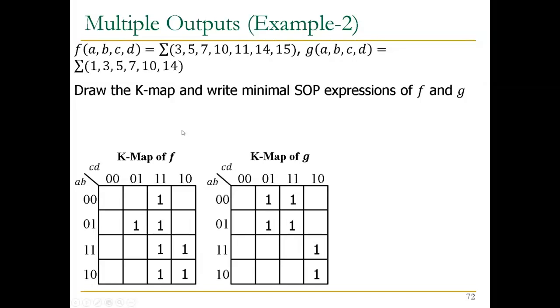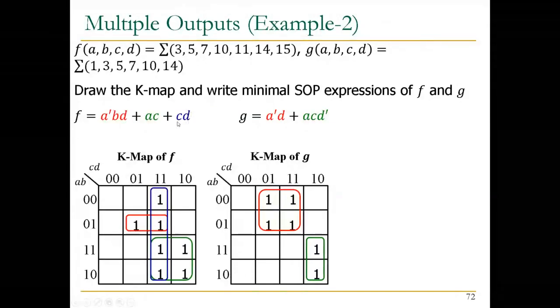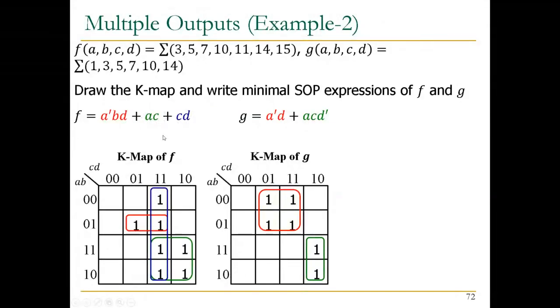We draw the KMAP of f and g, and we find the expression. I'm not going to repeat this because you already did it before, how to draw the KMAP and how to get the minimized expression. So now this red thingy is A bar B D. Now we have another group, the blue thingy, and this is the green thingy, which is actually AC. And similarly we have found an expression for g. What is the common expression here now?